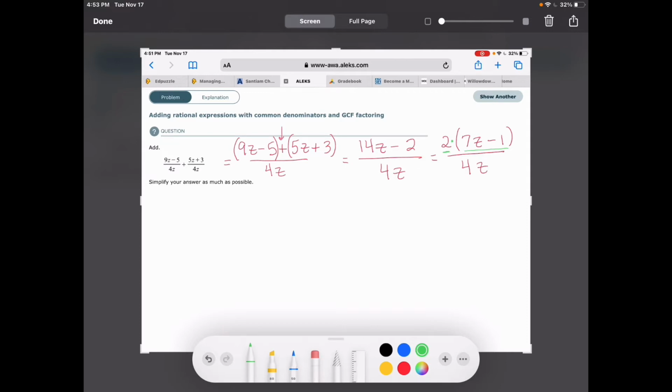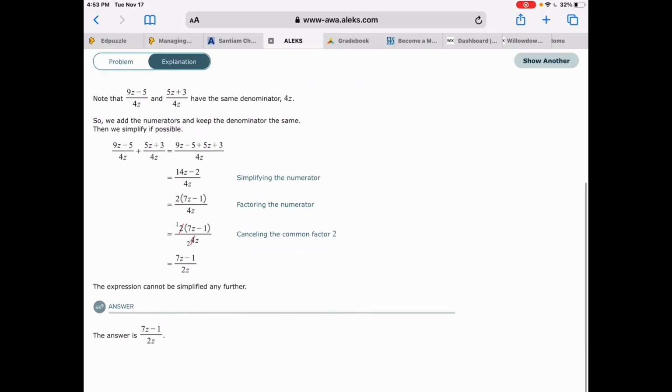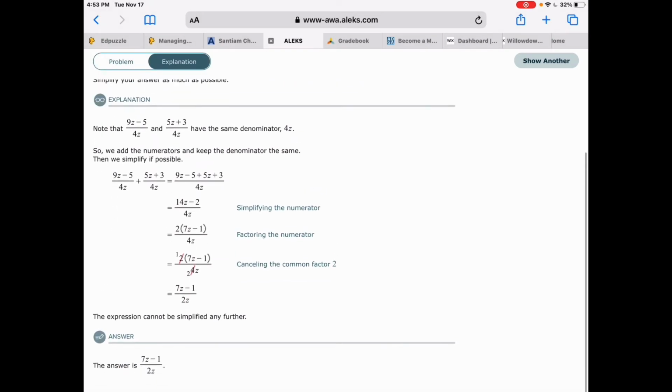These are factors. 2 is a factor, and 7z minus 1 is a factor. And if I had a common 7z minus 1 on the bottom, I could cancel that. But what I do have is common 2 top and bottom. So that's going to cancel with this 4 right here, which happens to be 4 times z. That's why we can do that. Whenever we have factors, we can do canceling. And so my final answer is going to be 7z minus 1 over 2z. We can go back here and look at the answer. 7z minus 1 over 2z.